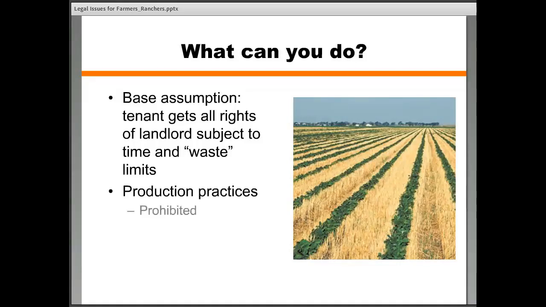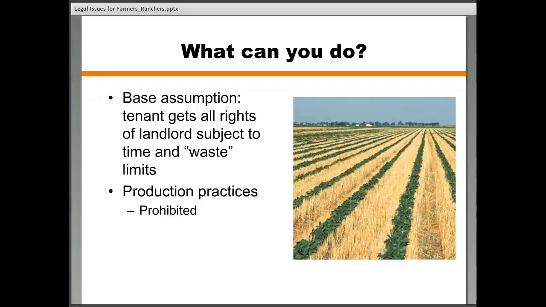So one thing we might want to do specifically is talk about production practices. What production practices are prohibited? For example, if we've got land in no-till, it takes some time to get no-till up and running. By most accounts, you're talking about at least a span of 5 years, and in some cases, significantly longer than that. So you might prohibit some tillage activities on the property because you want that no-till system to get established.